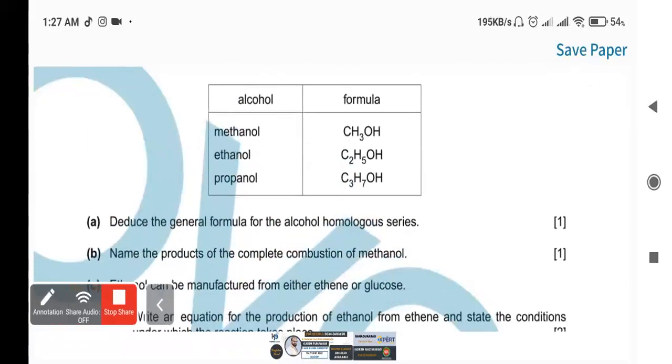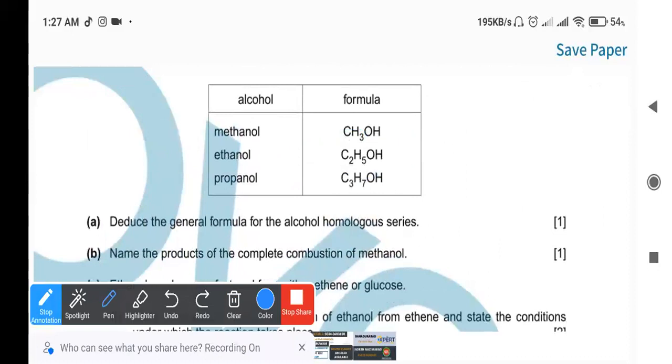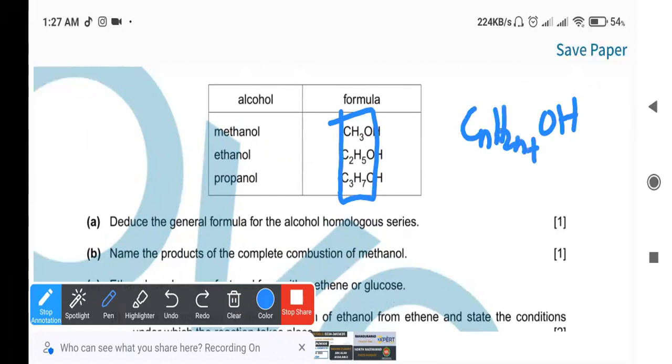Now, deduce another formula for the alcohol homologous series. Alcohols have OH, and look at these parts, it's all the same. There is one less carbon atom than an alkane, so their formula would be CnH2n+1 OH.